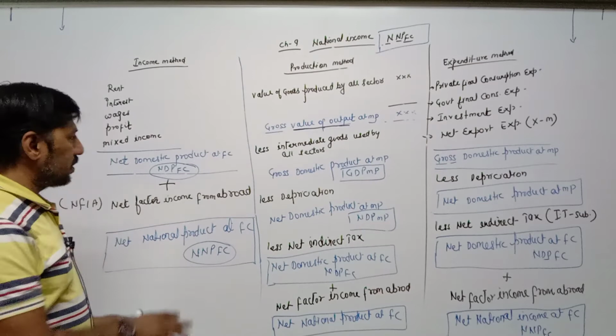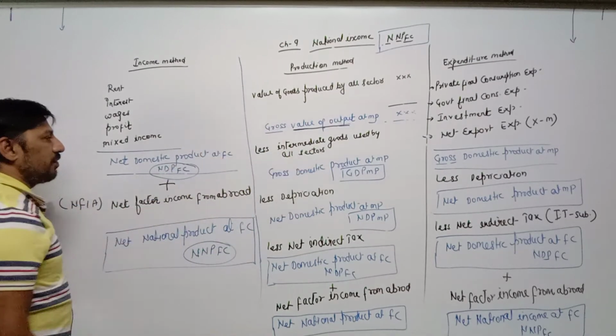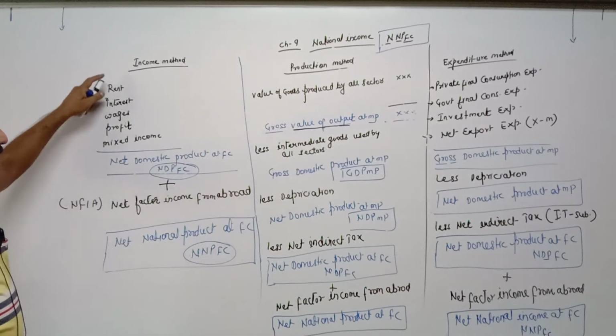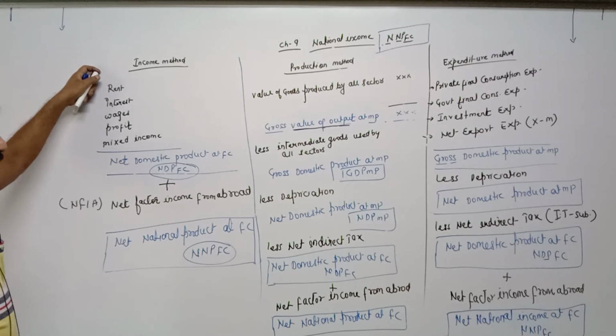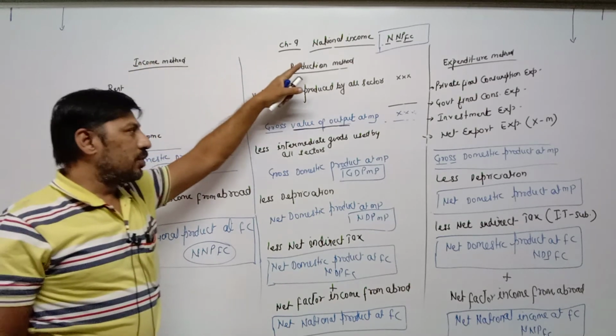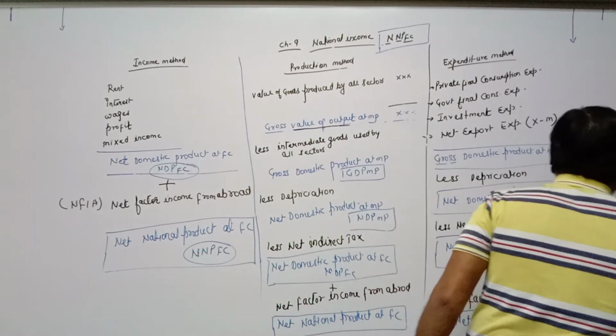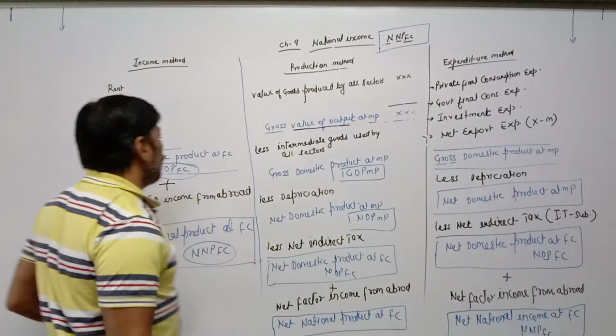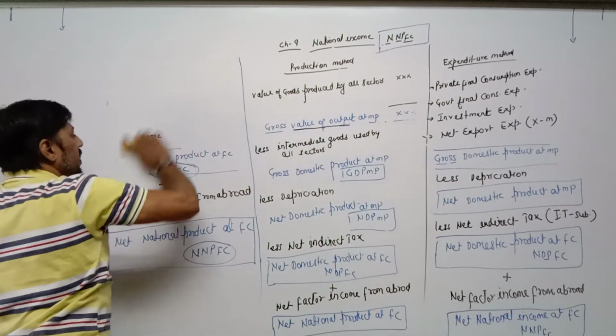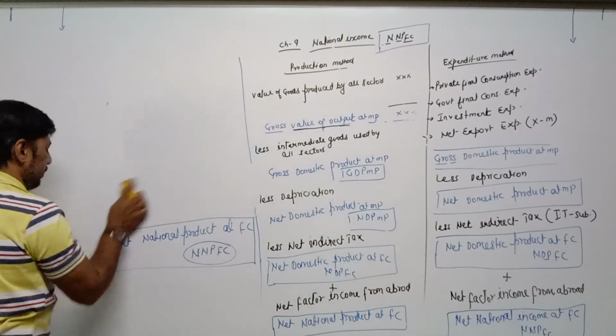Now second topic. Three questions are there. The fourth question we have already done: which type of items or transactions are not included in national income? Yesterday we completed that. Now today the new topic is circular flow of money, how money circulates in an economy.